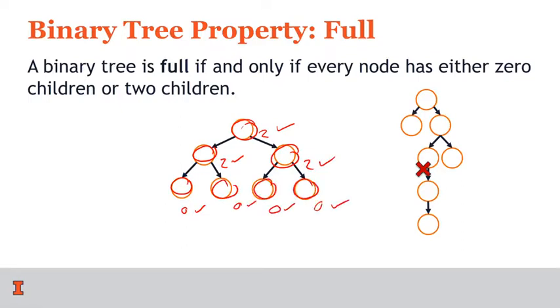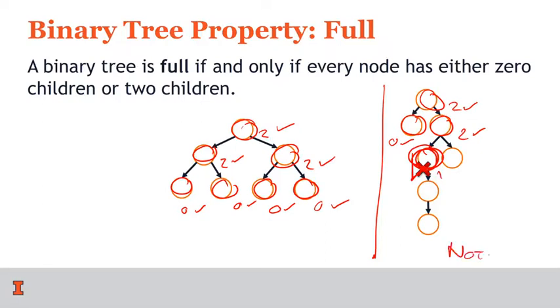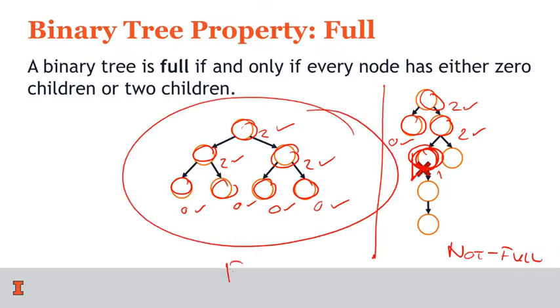However, if we look at this other tree that we've been exploring, the root node has 2 children. That's fine. This left child has 0. That's fine. This right child also has 2. That's fine. This node, though, has only 1 child. Because it has only 1 child, we can say that this tree is not a full tree. While the tree here is full.